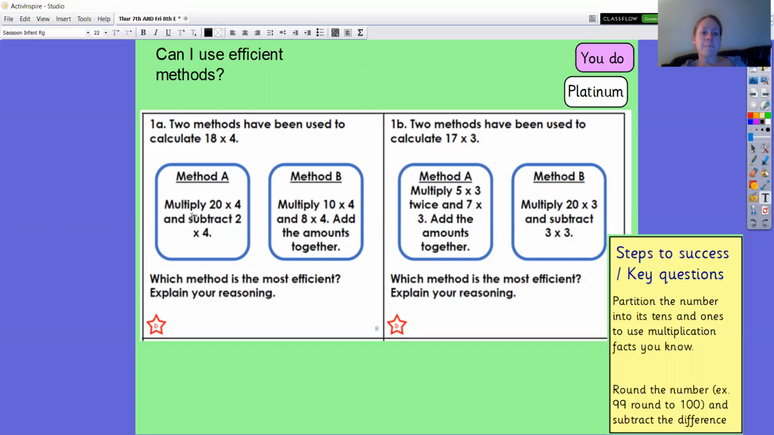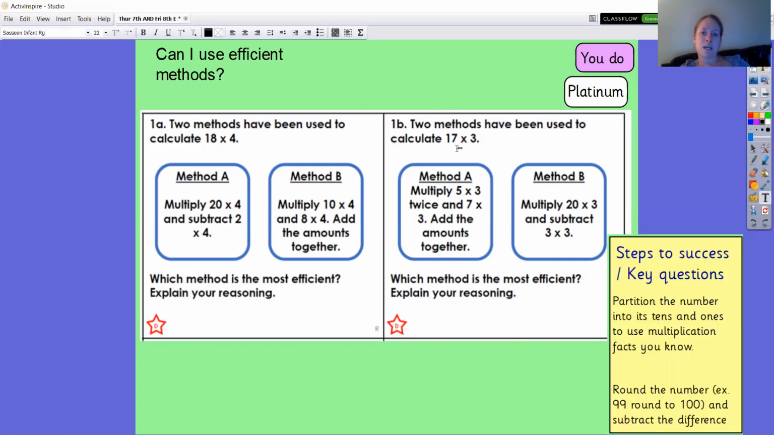So this way, multiply 20 times 4 and subtract 2. So that's this one at the bottom of my steps to success, which is basically rounding the number and then subtracting the difference. And then this one, multiply 10 times 4 and then 8 times 4 and add them together. So that is the partitioning part.